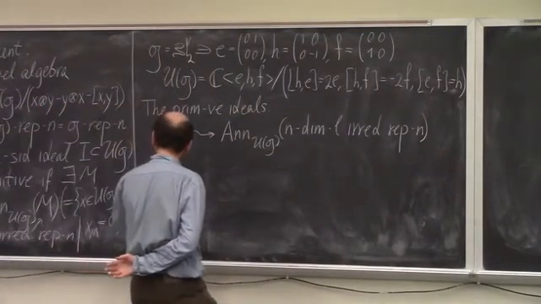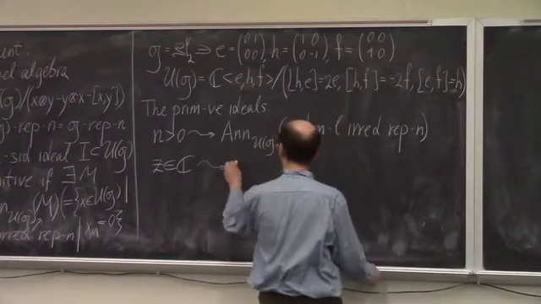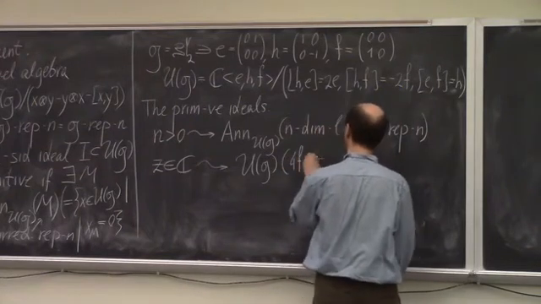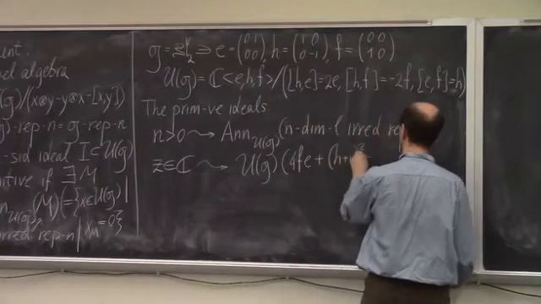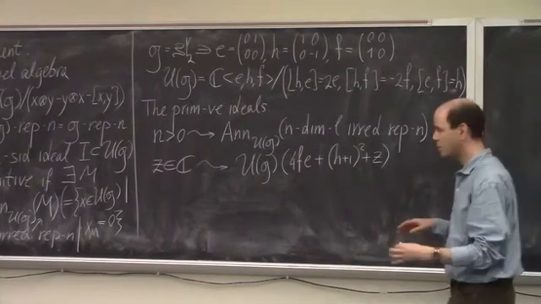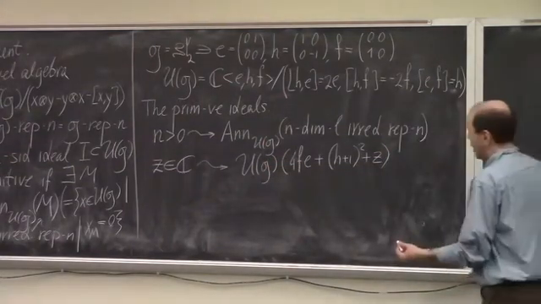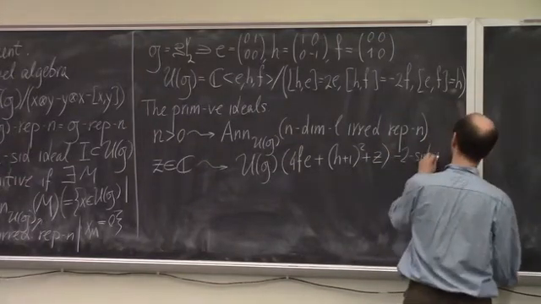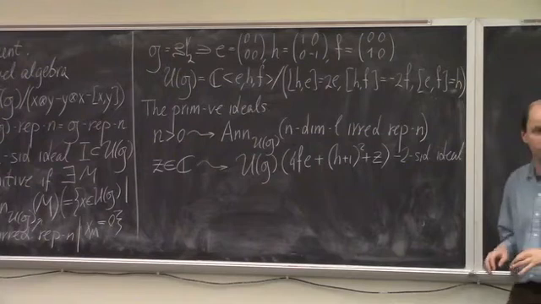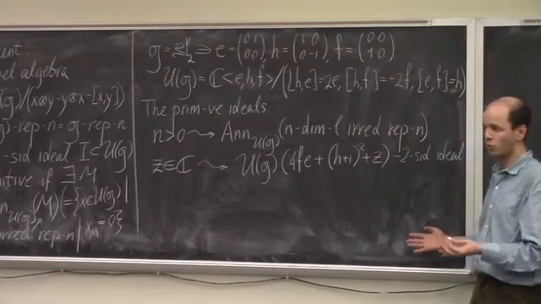So if I take a complex number z, I can produce the following gadget. I can take U of g times the following element, EF plus (H plus 1) squared plus z. That's a legitimate element in my algebra. It's central, it commutes with everything. So this is a two-sided ideal rather than a left ideal. And it's primitive. A module annihilated by this ideal is an irreducible Verma module. Okay? And in fact, these are all primitive ideals without repetition. So pretty easy to describe. Okay?